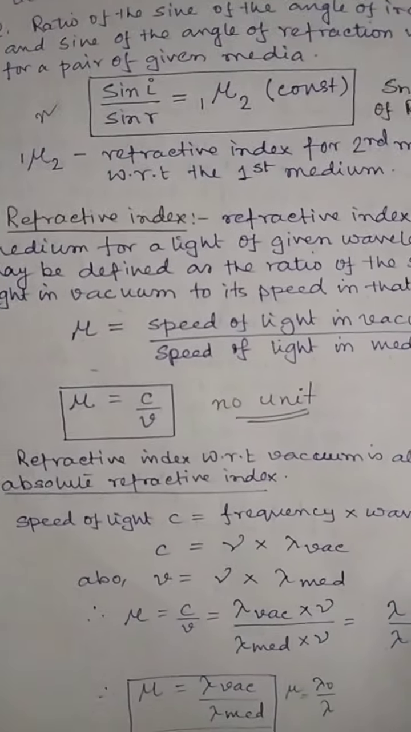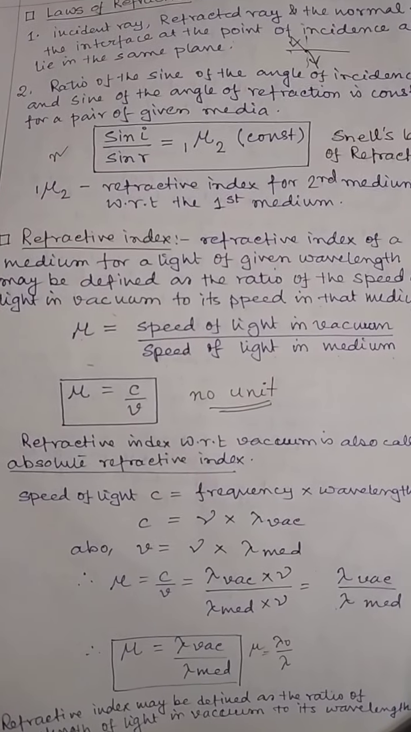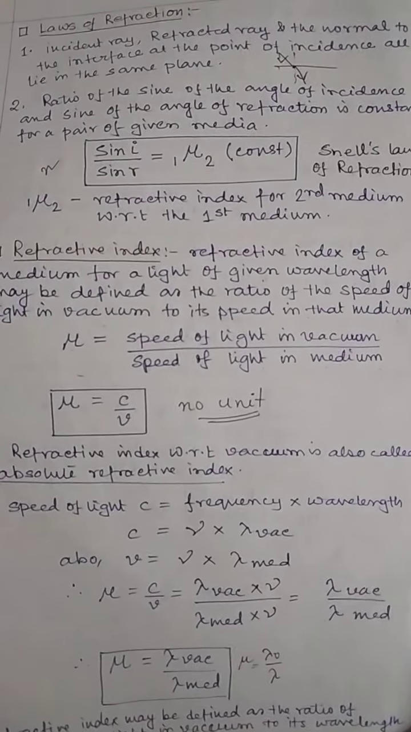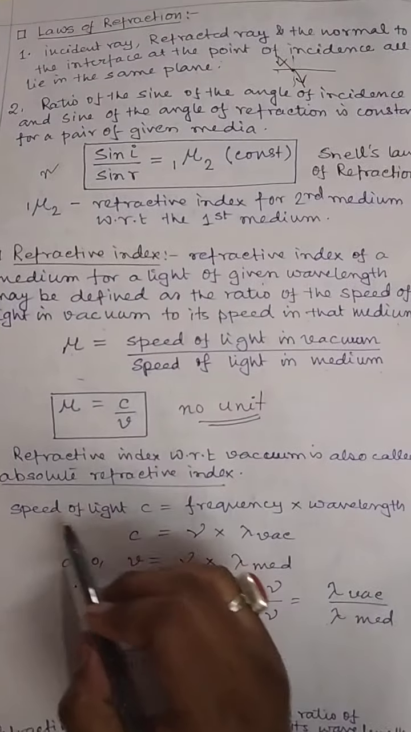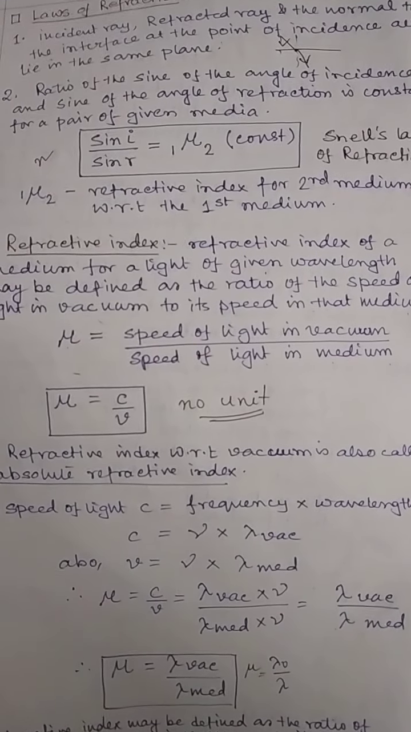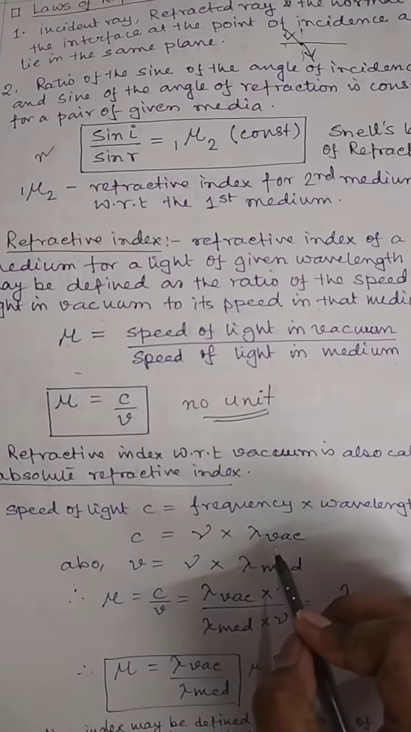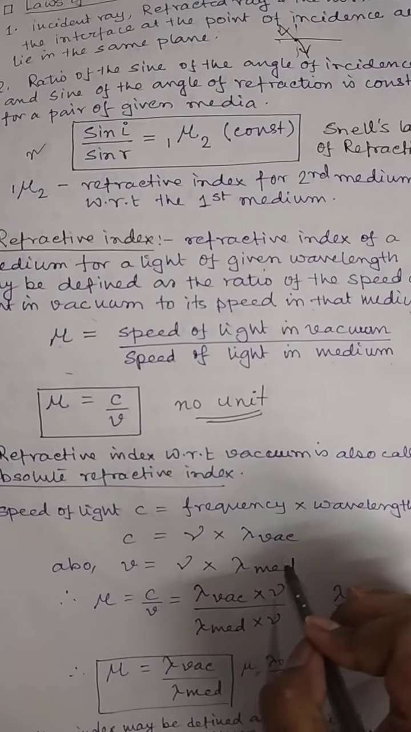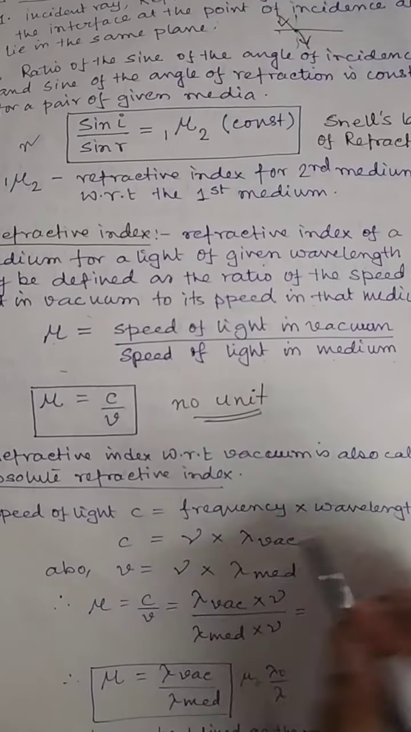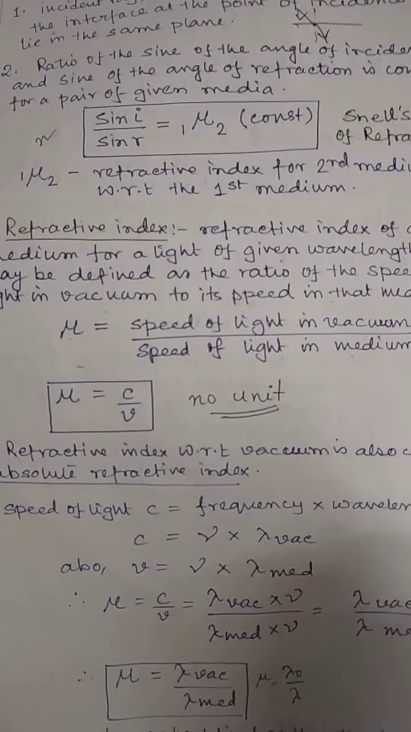Okay, next we will see that refractive index with respect to vacuum is also called absolute refractive index. Now the speed of light we know is c. We have studied in class 9 also that speed of light is frequency into wavelength, nu into lambda, where nu is frequency and lambda vac is the wavelength in vacuum.